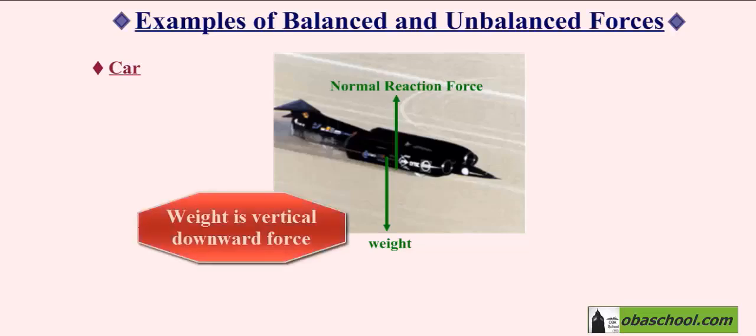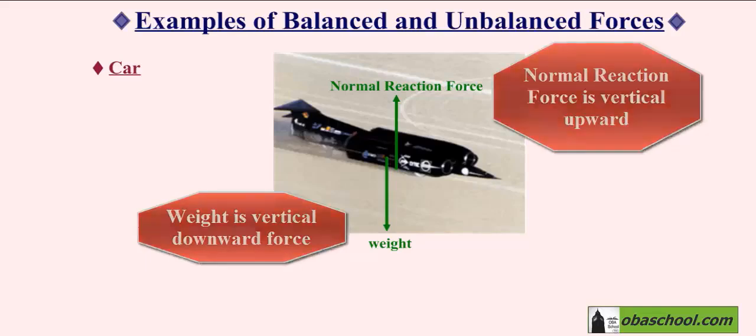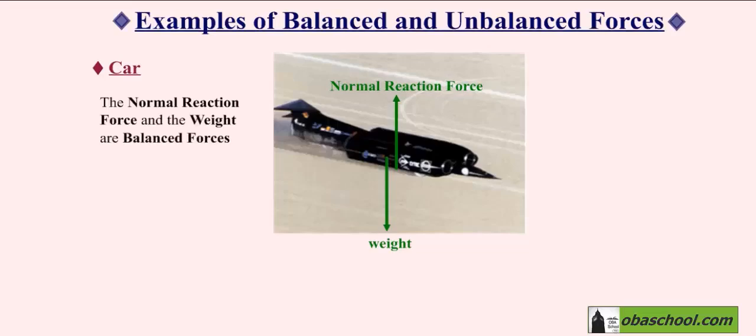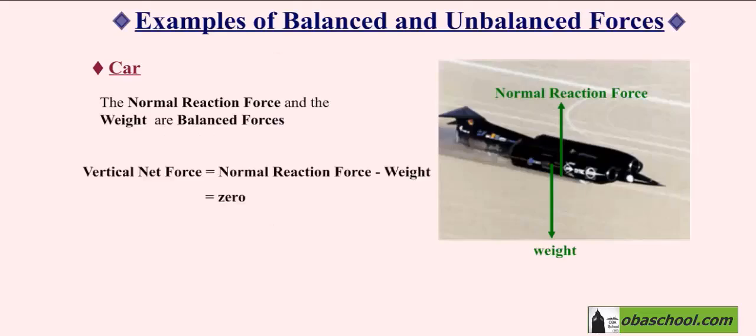The weight is a vertical downward force, while the normal reaction force is an upward vertical force. Since the car is not moving downward or upward, that shows that the weight and the normal reaction forces are balanced forces. That is why the arrow for each force is equal in length. So the normal reaction force and the weight are balanced forces. That means the vertical net force is equal to normal reaction force minus weight, which is equal to 0. We put the minus because they have opposite directions. The direction upward is positive and the direction downward is negative.